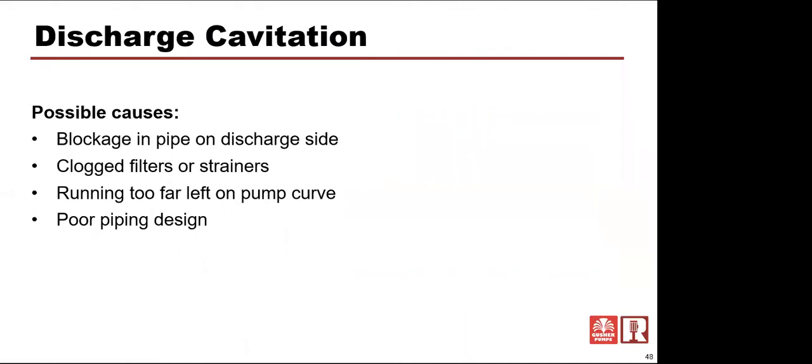Okay, so what would cause discharge cavitation? Again, it's somehow or another we've blinded off the discharge of this thing so that we are forcing that recirculation. And possibly a blockage in the pipe, maybe a rag or a towel getting pumped through the pump, but getting caught on a check valve on the discharge side of the pump or a throttle valve and causing that pipe to become even more closed than the throttle valve might be. It may be a clogged filter.